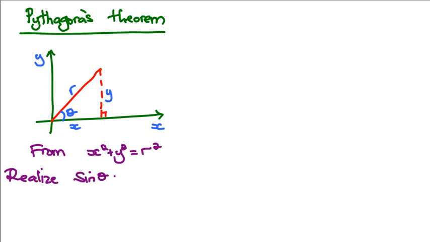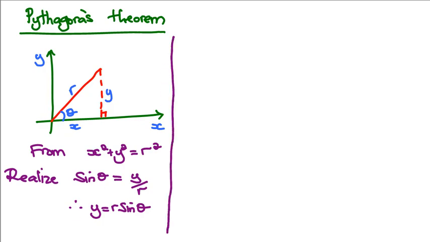We also realized from the same triangle that if we were to get the sine of theta, it will be equal to opposite, which is y, over hypotenuse, which is r. So we make y the subject because we are going to substitute it in the formula that we obtained from Pythagoras theorem. So when you make y the subject, you come up with y is equal to r sine theta. You also observe that from the same triangle you can make x the subject by getting the cosine of theta, which is adjacent x over hypotenuse r. Therefore x will be equal to r cos theta.